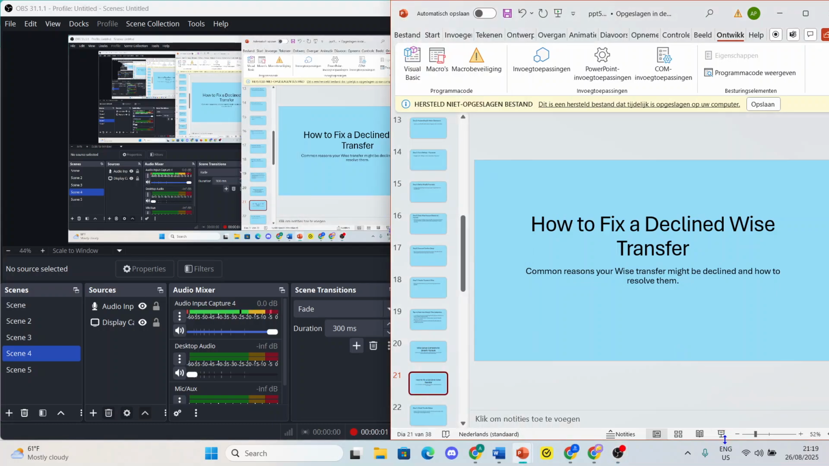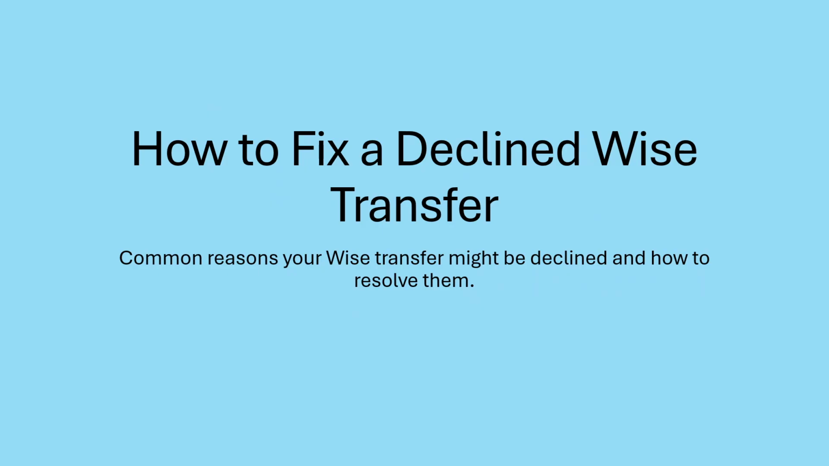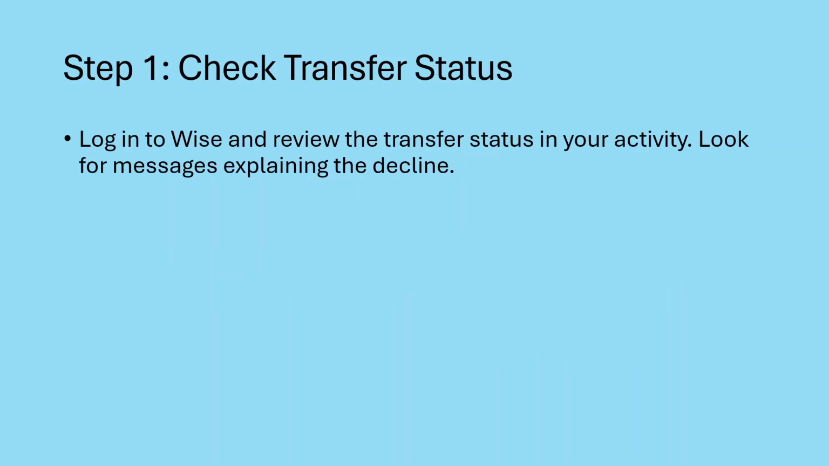In this video, I'll show you how to fix a declined Wise transfer. Step 1. Check transfer status. Log into Wise and review the transfer status in your activity. Look for messages explaining the decline.